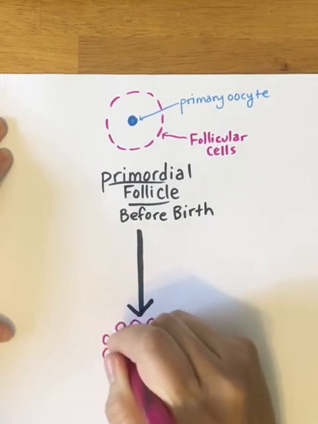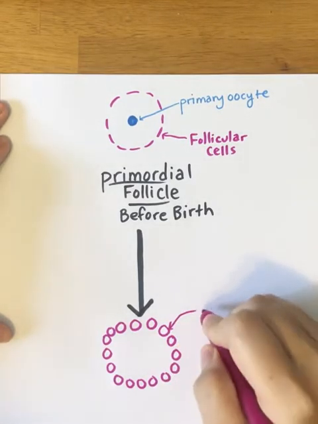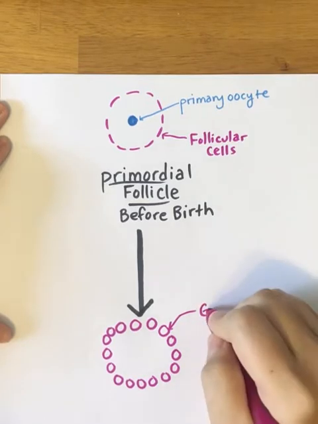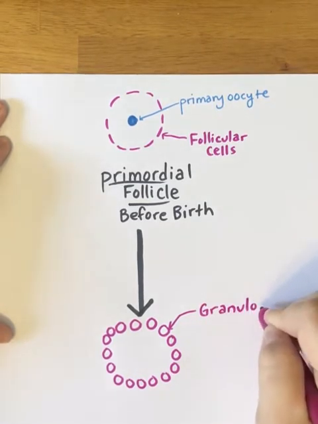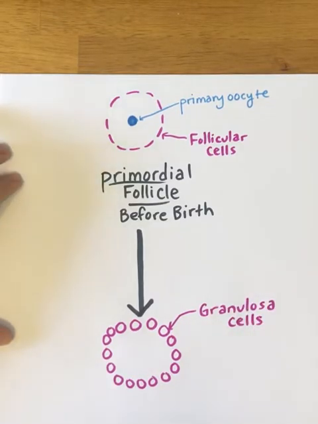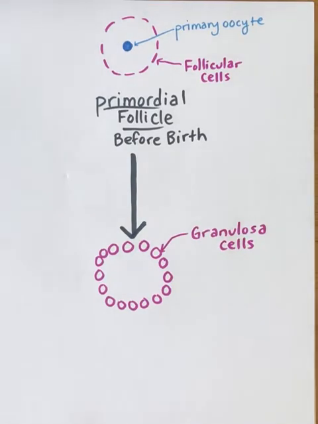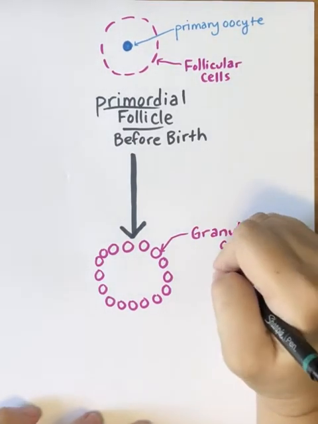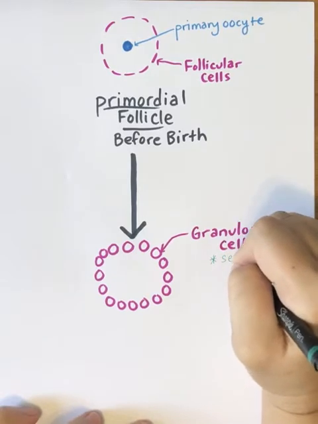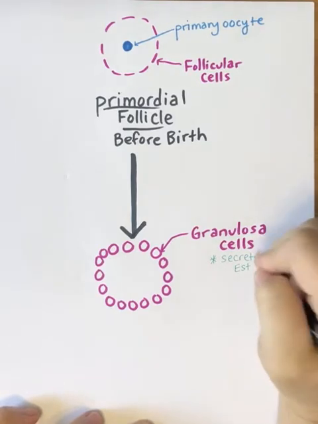So we'd no longer call them follicular cells because they're a little bit bigger. Instead, the follicular cells become granulosa cells. Now, one important thing when we talk about granulosa cells is that they're responsible for producing estrogen in females, or androgens, which are converted into estrogen. So these, I'm going to write out here, are going to secrete estrogen, and that will be important when we talk about the ovarian cycle.